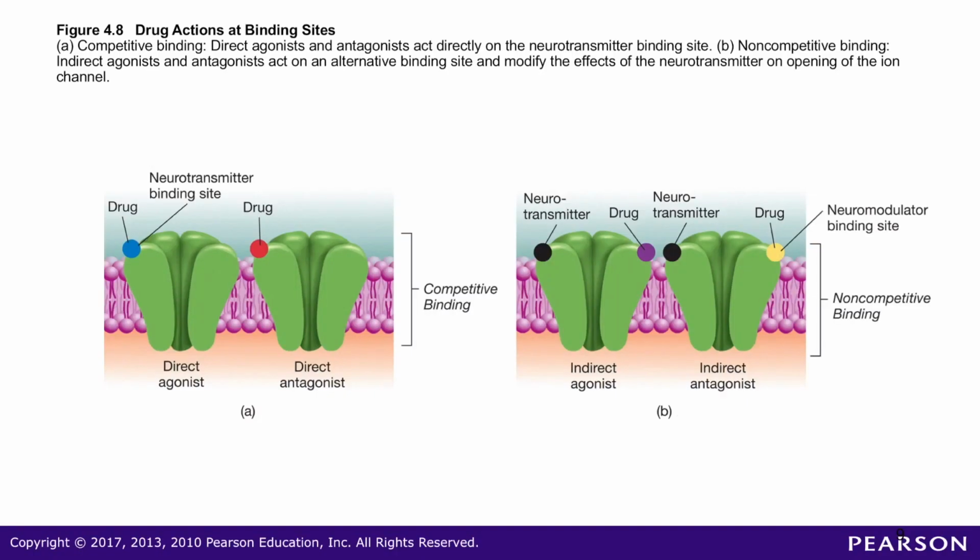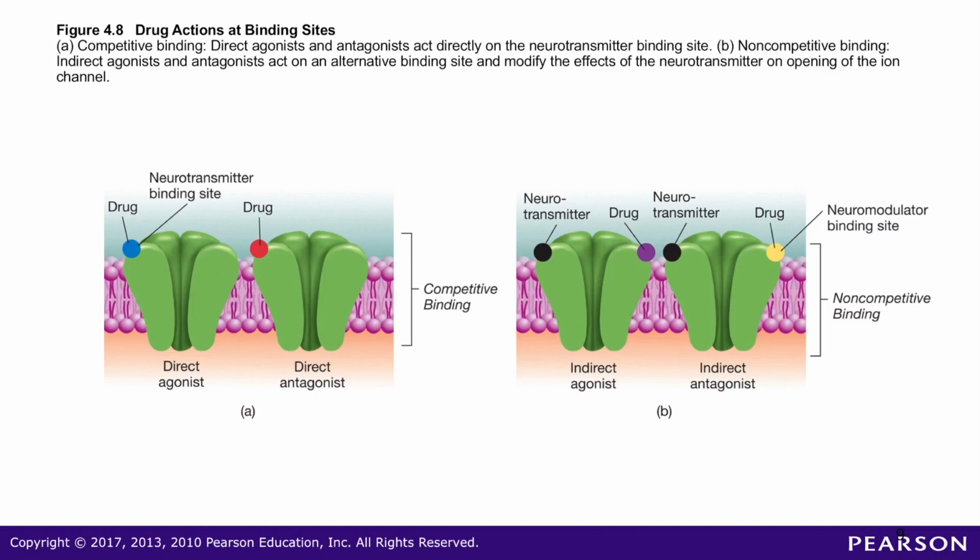Figure 4.8 in Carlson and the surrounding text describes the difference between competitive and non-competitive binding. In competitive binding, we see the drug stealing the neurotransmitter binding site. A competitive agonist would then activate the receptor, while a competitive antagonist would not activate the receptor.